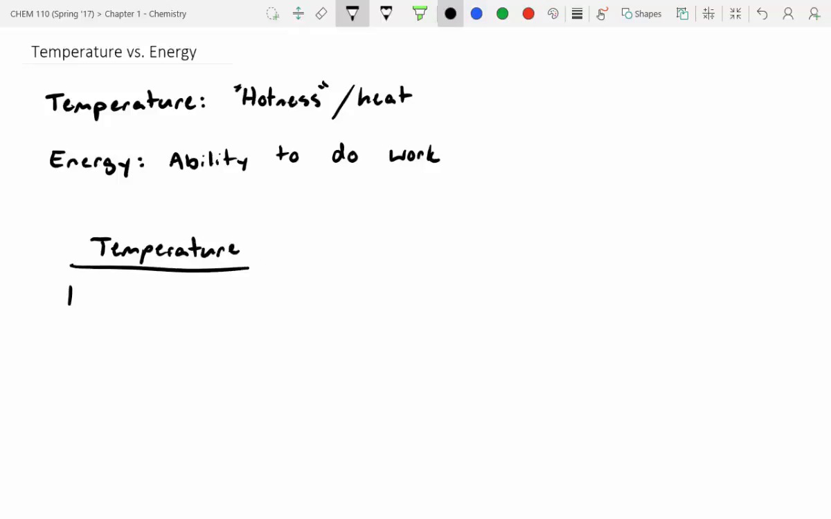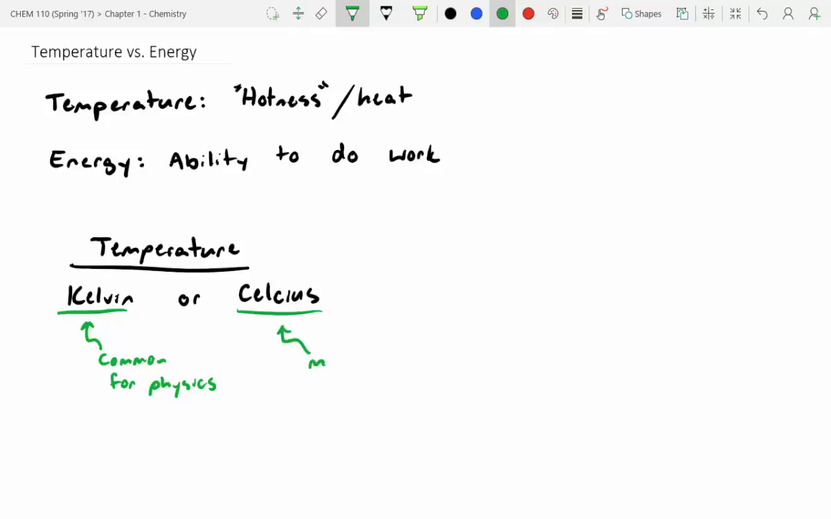Temperature, we said we can measure in Kelvin or Celsius. These are both acceptable units, and it's a little bit confusing. I'll make a note that this is common for physics. And then Celsius is a little bit more common for chemistry. So for example, when we go into lab and I give you a thermometer, the thermometer won't have that temperature listed in Kelvin, it will be in Celsius.